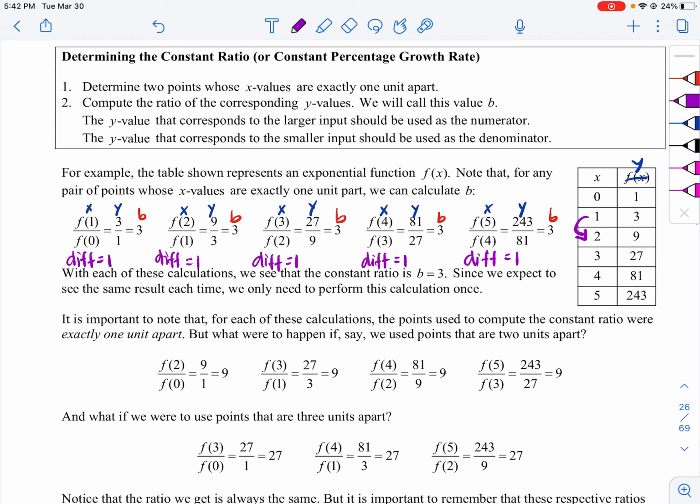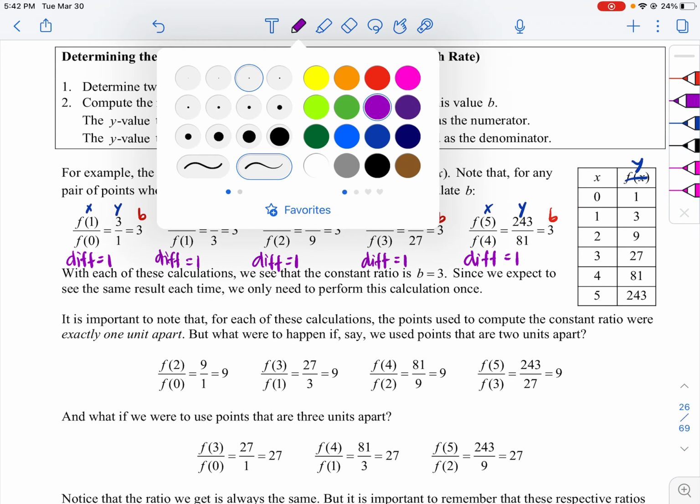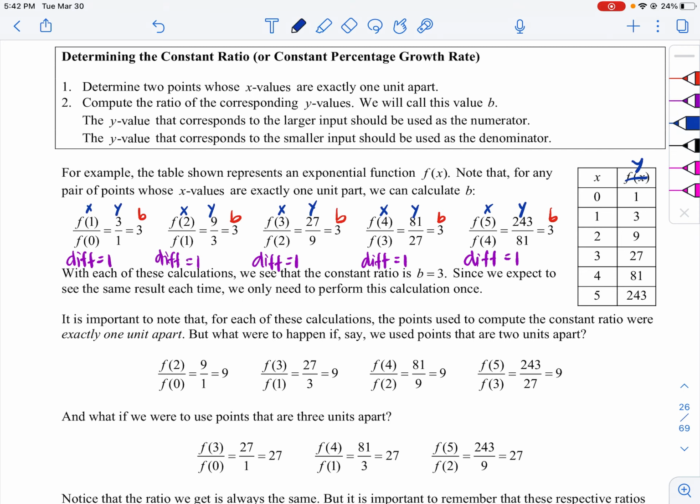Okay, moving on. Same table, but let's see what's happening over here. I have my x value, y value, and then this is my b value. Let's name it x and y, x and y, x and y, x and y. Now let's try to check. If my x is 2, my y is 9, and that is correct. If my x is 0, my y is 1, and that is correct. 9 divided by 1 is 9.